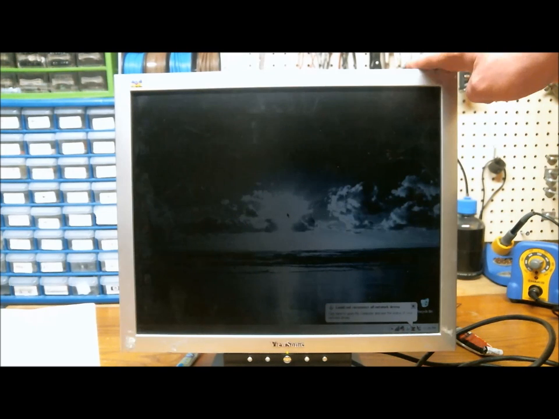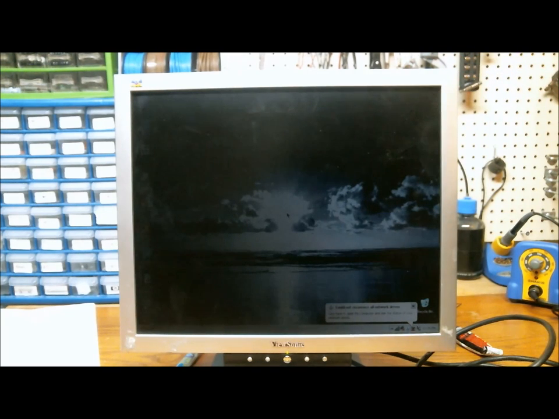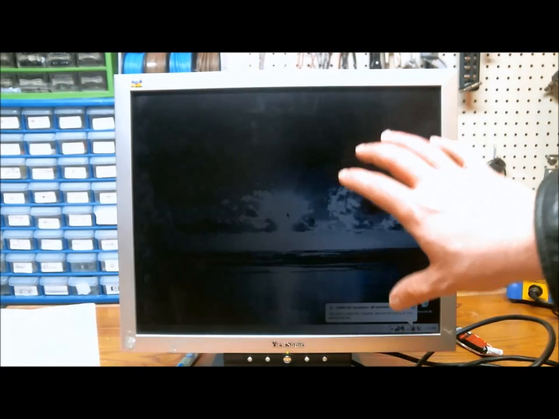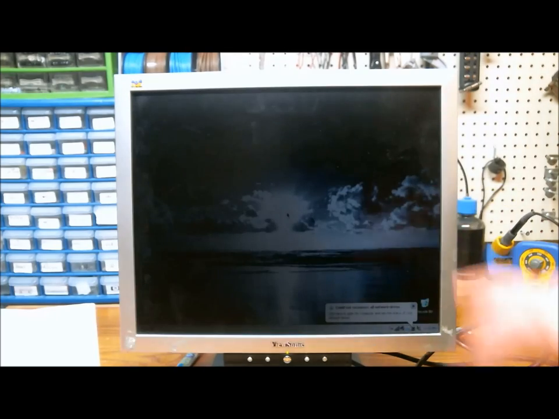I recently got some monitors at Salvation Army, both of which were LCD monitors. And one worked perfectly fine. This one obviously is having some issues. The screen isn't lighting up as well as it could.